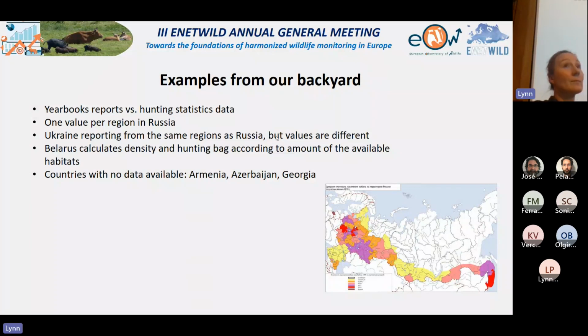But also there are some countries where there is no data available. At this moment, it's Armenia, Azerbaijan, and we have some points of information from Georgia. But from those countries, if you want reliable information, even if we go to universities, to scientists, they cannot give us the real numbers and real values that we can compare to other countries in Europe.